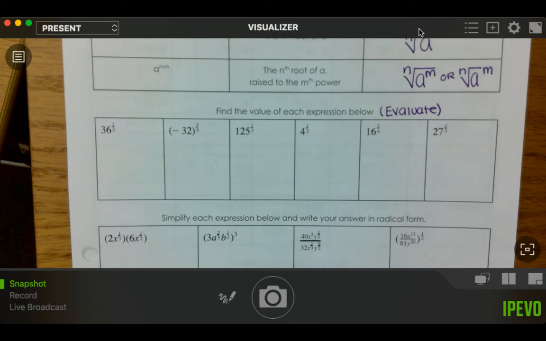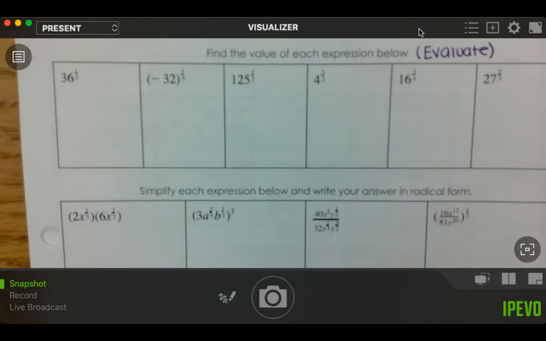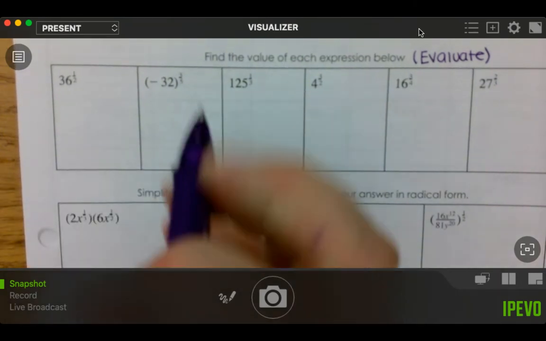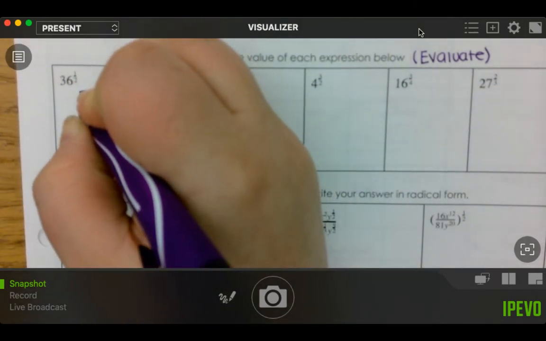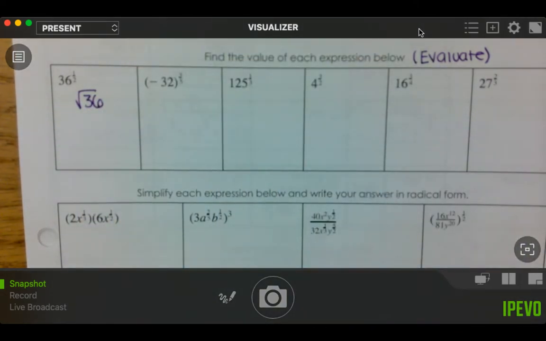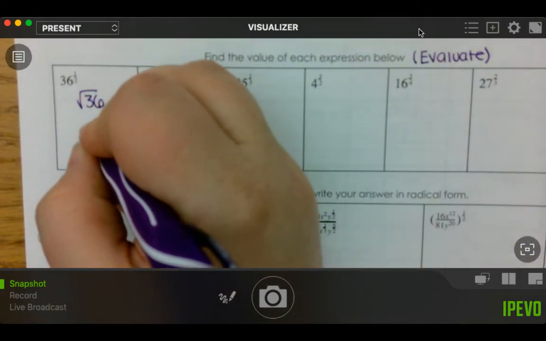So as we look along this top row, I have the power, so 36 to the power of 1/2. This is the same thing as the square root of 36, and I do want to see that in your work. And then the square root of 36 is simply 6.